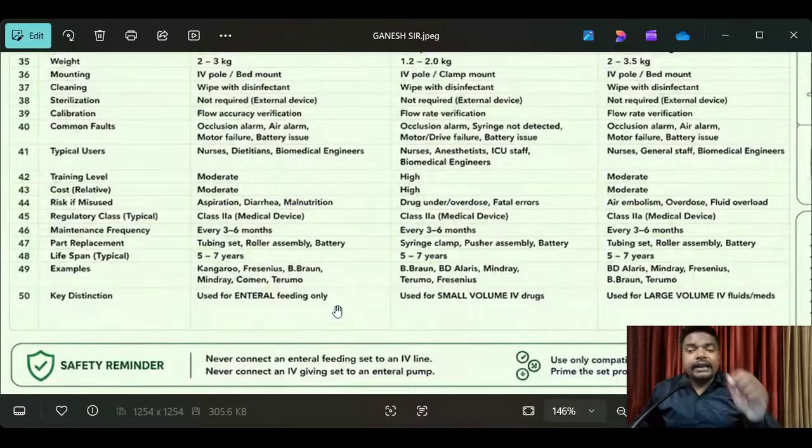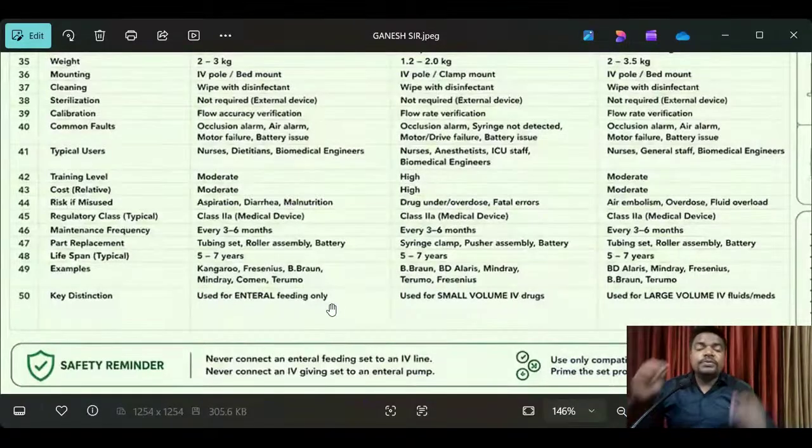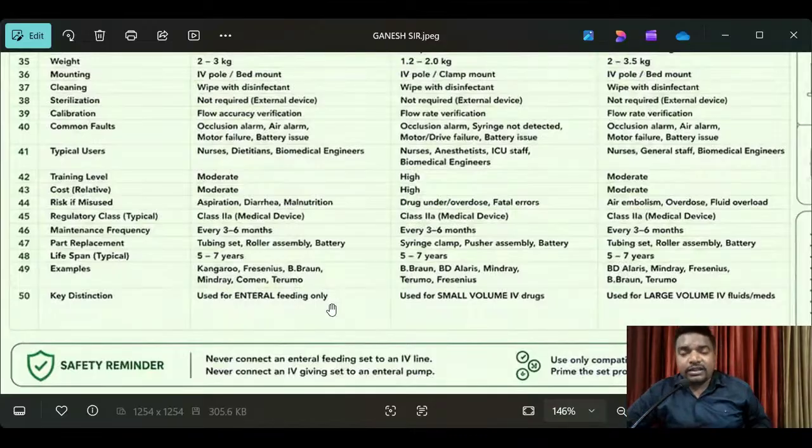Okay, enteral feeding only. How is that tube used? It connects through the nose, the nostrils. The tube goes completely into the esophagus, and that esophagus line is attached directly to the stomach. What we eat goes into the stomach through our mouth, then through the esophagus tube, which is connected to the stomach.